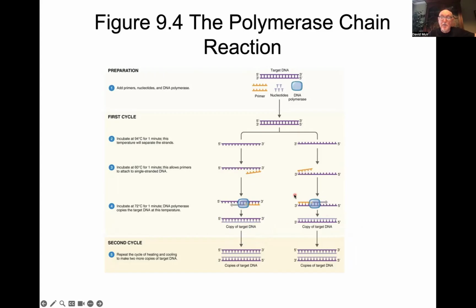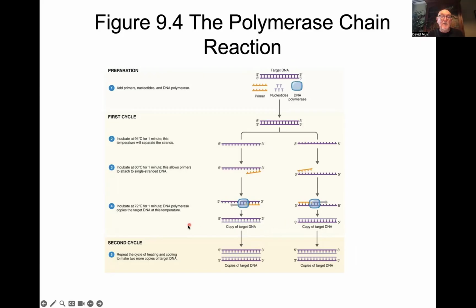What is really important about this is we can specify which piece of DNA we want replicated by designing our primers. Or rather, the primers recognize markers on either side of the piece of DNA that we are interested in. And only that piece of DNA is going to be replicated, not the whole genome. And we've ended up with 2 copies after one round of this sequence.